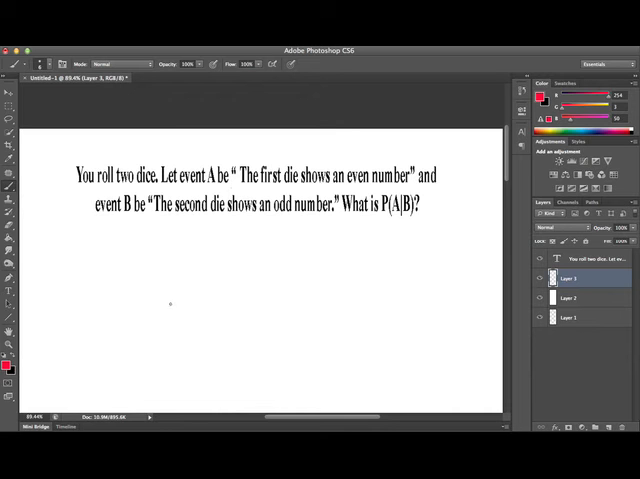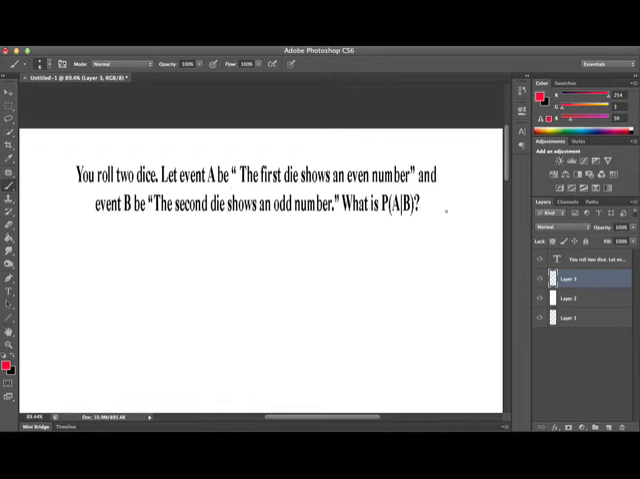Okay, so you have two dice that you're going to roll. You have to let event A be the first die that shows an even number, and event B be the second die that shows an odd number. So what is the probability of A such that B?